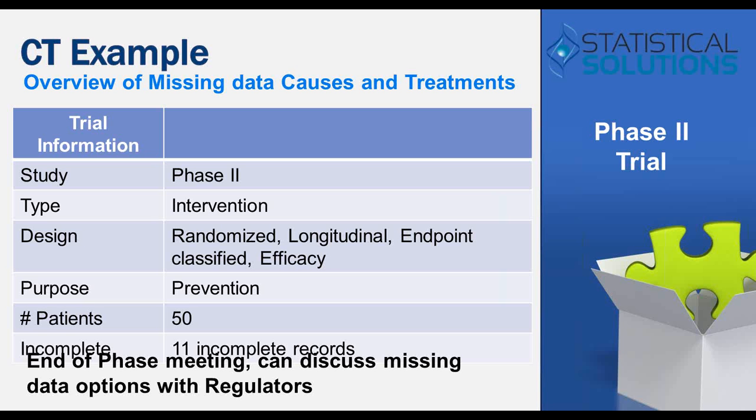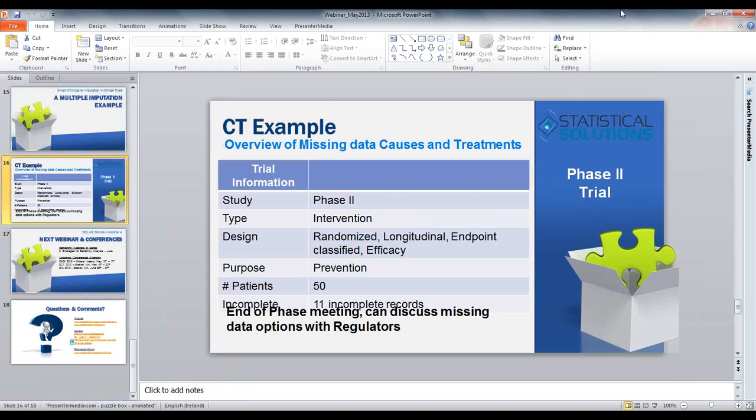So this example of a phase 2 trial is an intervention type of trial. It's a randomized longitudinal study, endpoint classified efficacy design. The purpose was for prevention. We've got a small trial of 50 patients and there were 11 incomplete records. These were due to both withdrawal and also dropout of the trial altogether. So I'll just close out of this and open up Solus now.